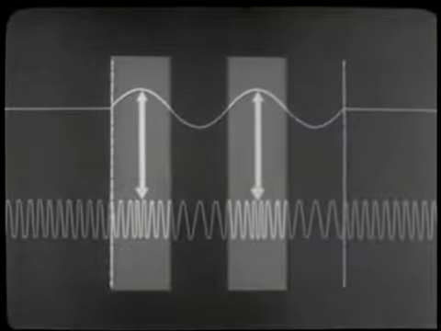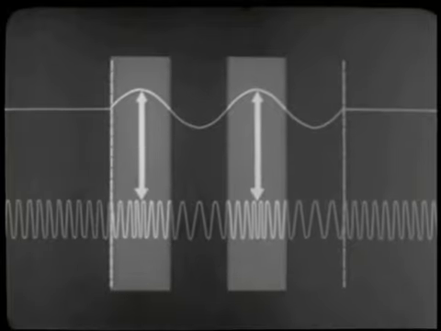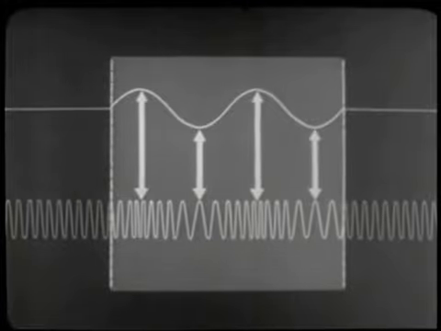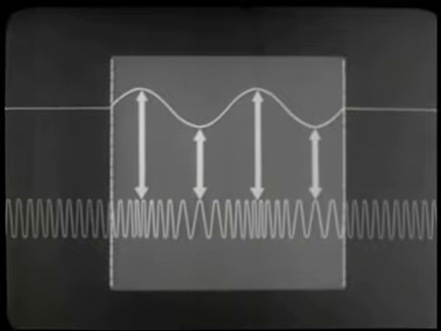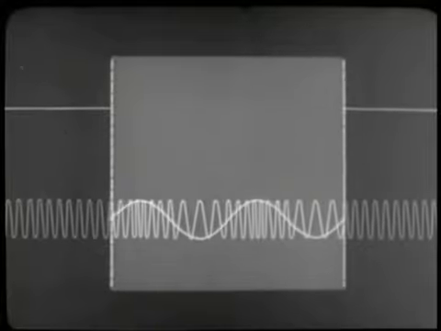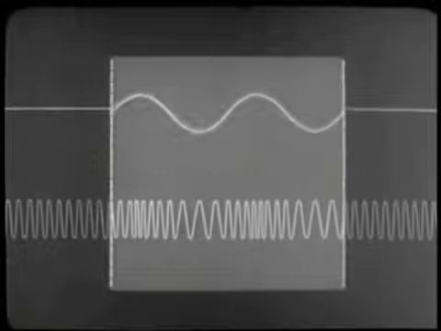Thus, the carrier has moved above rest frequency twice as often in the same interval of time, and the carrier has moved below rest frequency twice as often in the same period of time in response to the doubling of the audio signal frequency. But since the amplitude of the audio signal was not changed, the distance above and below rest frequency traveled by the carrier has remained constant.